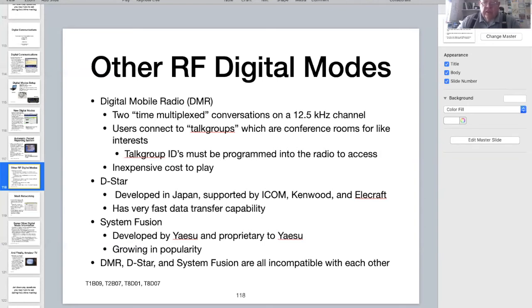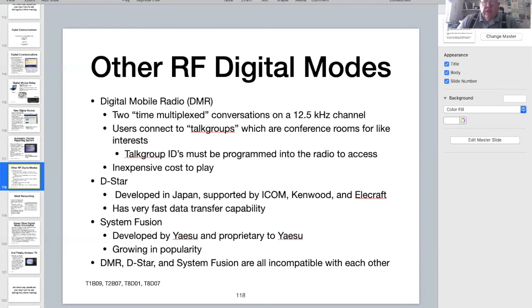Unfortunately, at present, D-Star, System Fusion, and DMR are all incompatible with each other. So what digital voice capability should you purchase? Whatever the majority of the amateur radio operators are using in your area. In the Tooele area, DMR is the more popular, but it isn't very popular actually.